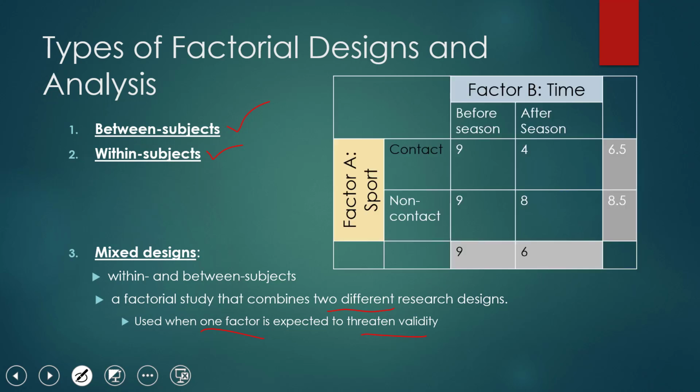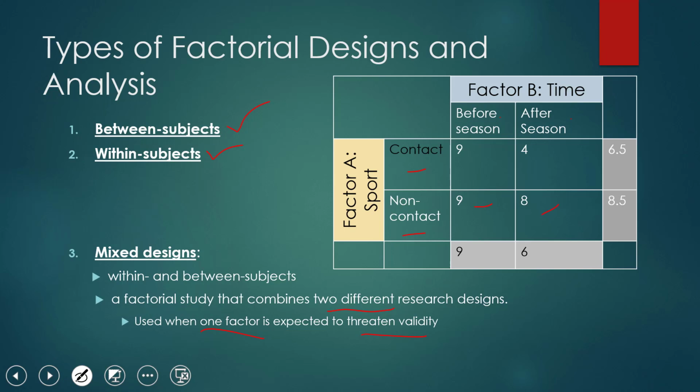And so an example that we had earlier on in the videos as well was this, where factor A was the sport, where they had contact or no contact, and the other factor was time, before season or after season. And so obviously they didn't play both contact and non-contact sports, but the people who played contact sports had the test before and after the season. The people who played the non-contact sports had the test both before and after the season.